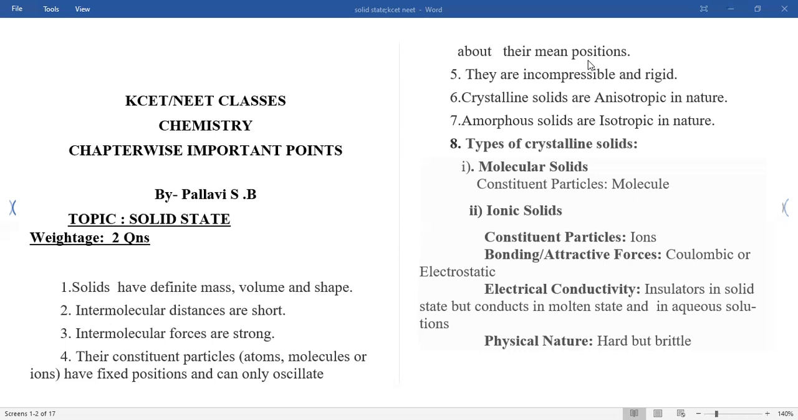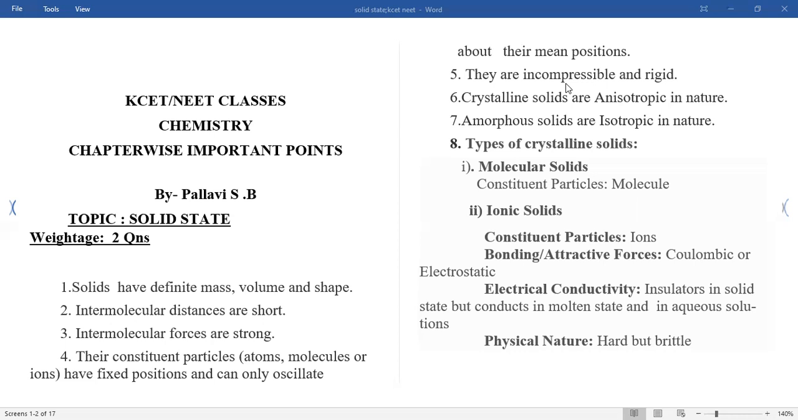Now, they are incompressible and rigid. As we all know, they are tightly and compactly packed, in a regular arrangement. So if you try to compress them by applying pressure, you can't compress solids, and they are rigid in nature. Then, crystalline solids are anisotropic in nature.